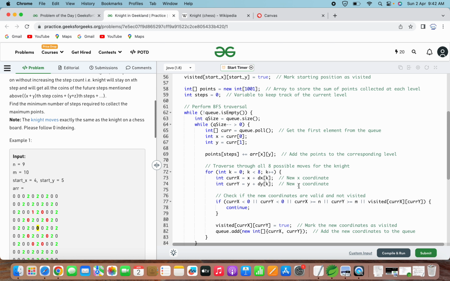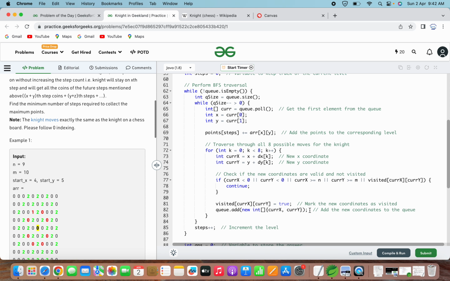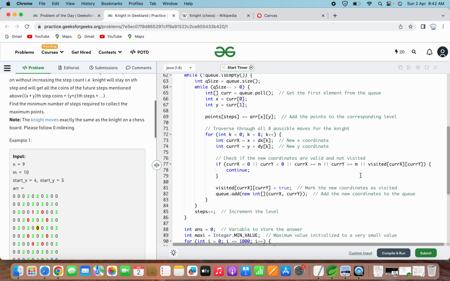So in each iteration of the loop, the code dequeues the first cell from the queue, and for each possible movement of the knight, the code computes the new coordinates and checks if the cell is valid and unvisited, marks it as visited and enqueues it to the queue. So after getting the current x and current y, we are seeing whether it is valid. Valid means current x should not be less than 0, y should not be less than 0, it should not be greater than the size of the array for both x and y, and that cell should not be visited.